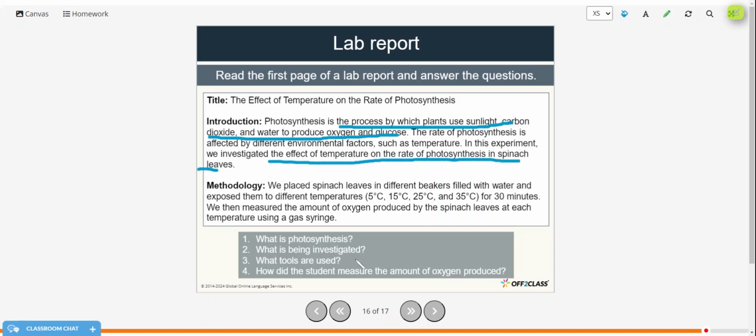So, what tools are being used? Beakers, water, probably a thermometer to tell the different temperatures, and the spinach leaves and the gas syringe. And how did the student measure the amount of oxygen produced? They measured them using a gas syringe.